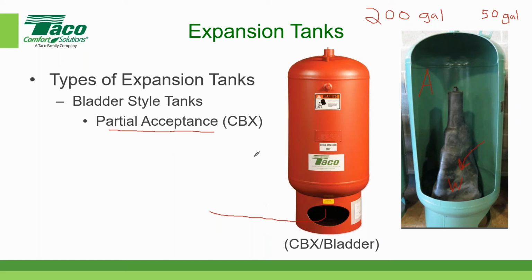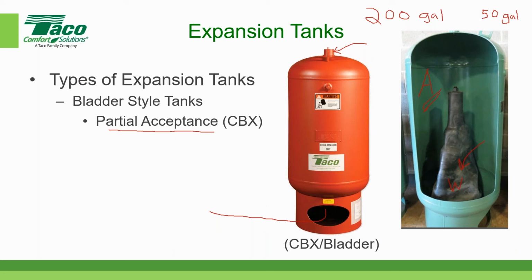So in our simple example here, if the steel container was 200 gallons and the bladder was less than 200 gallons, then it would be considered a partial acceptance tank. So that's what we've shown here. And again, for the air side, you can see this little collar at the top to protect the Schrader valve, and that's where you add the compressed air over here. And we're going to talk about that compressed air in a minute.